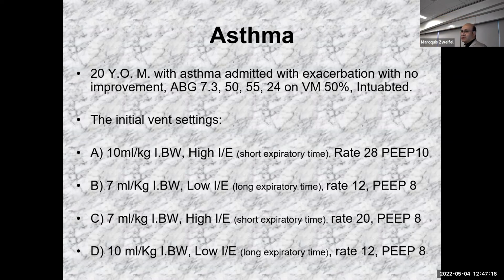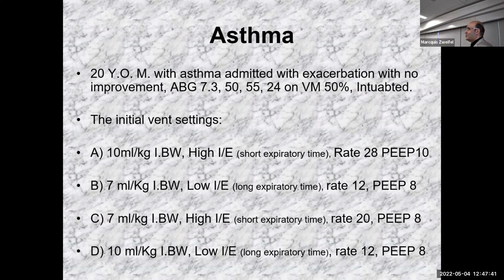Make sense? So which answer will you pick for this patient? B. 7 ml per kg ideal, by the way. Low I to E means long expiratory time, rate of 12, and PEEP of 8. Why PEEP of 8? Because your patient is hypoxemic. It is a little bit confusing, because I have to watch the CO2, so I have to increase the rate at the same time.